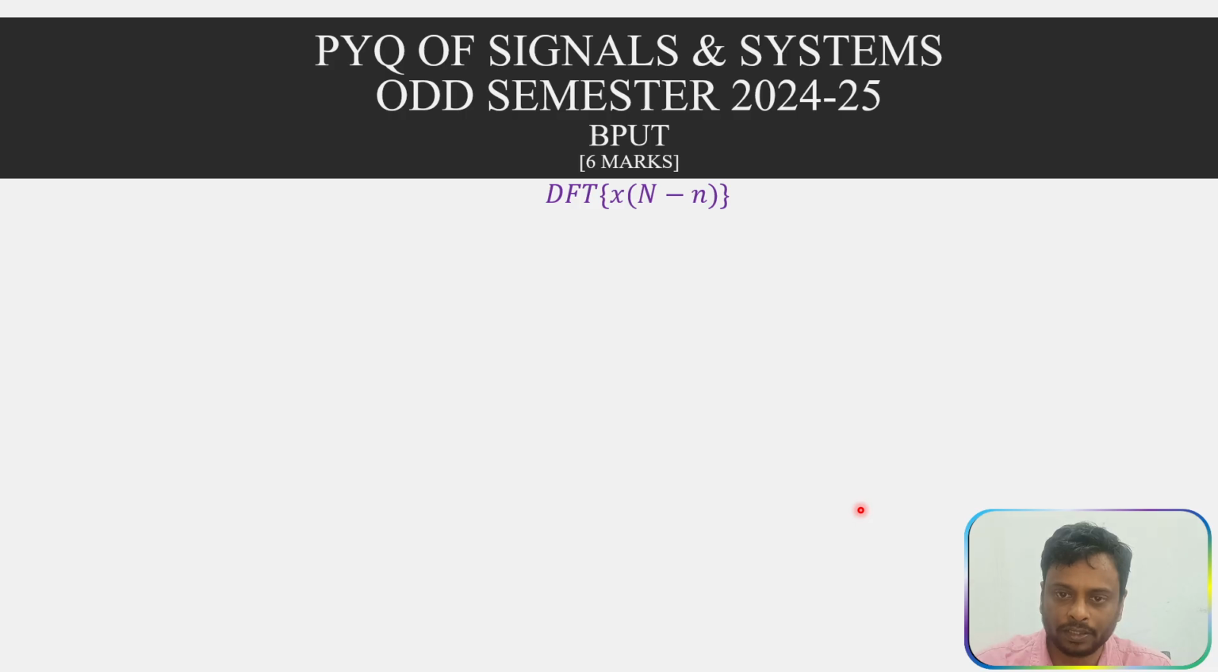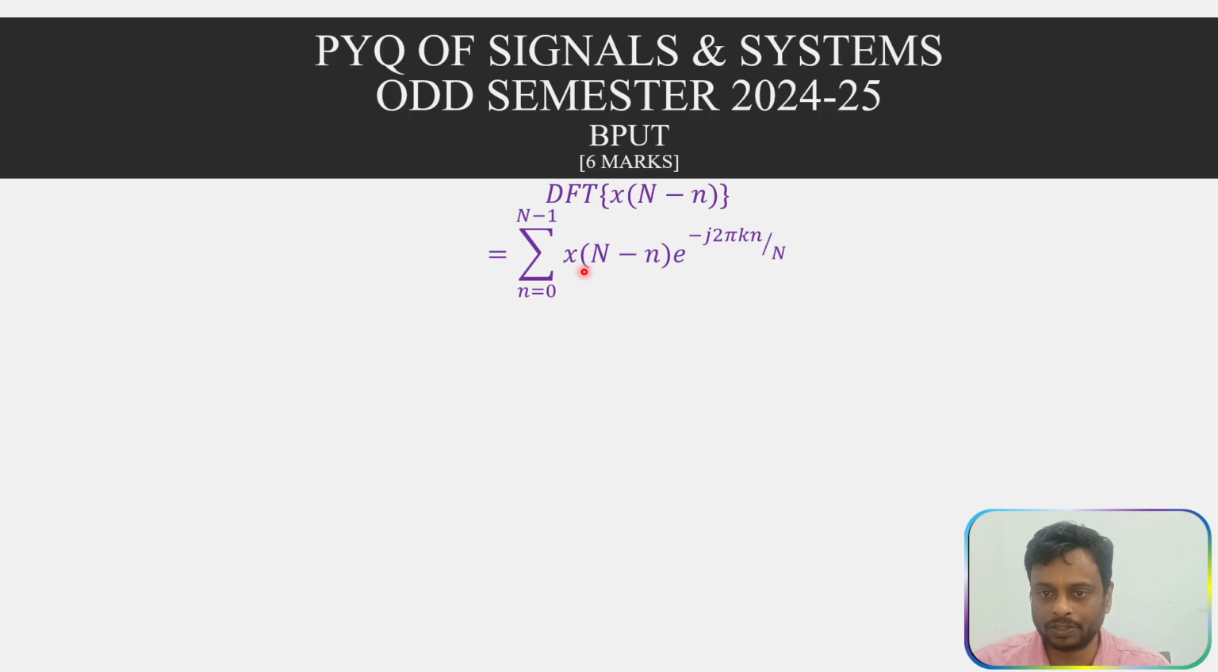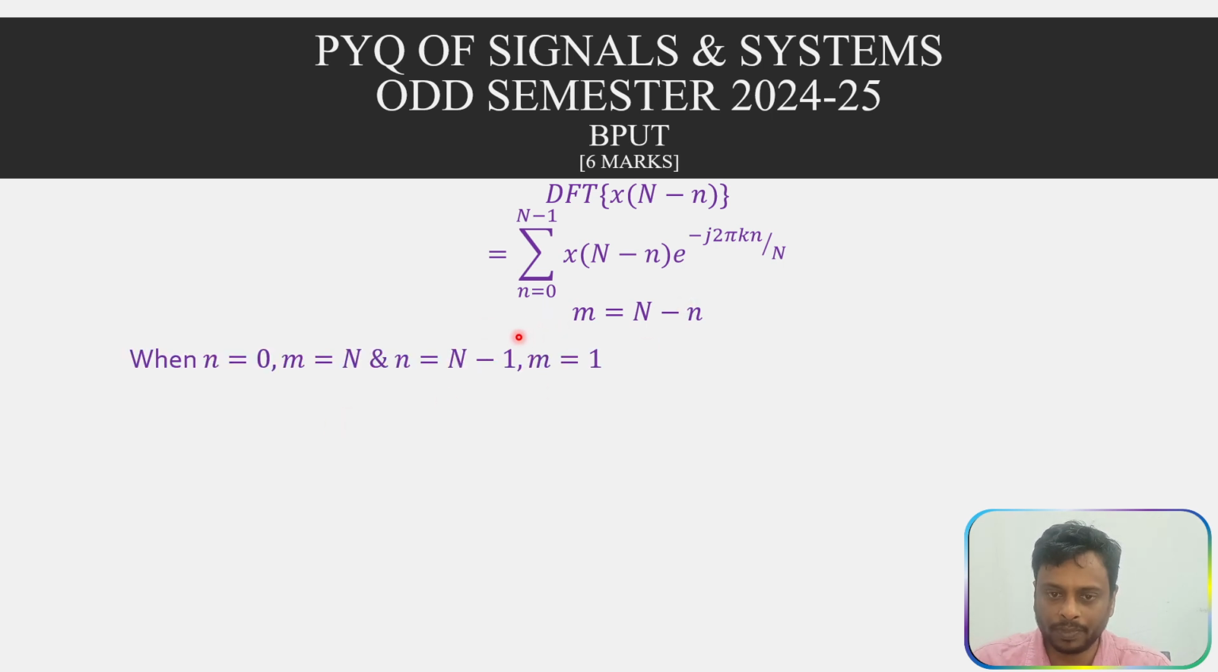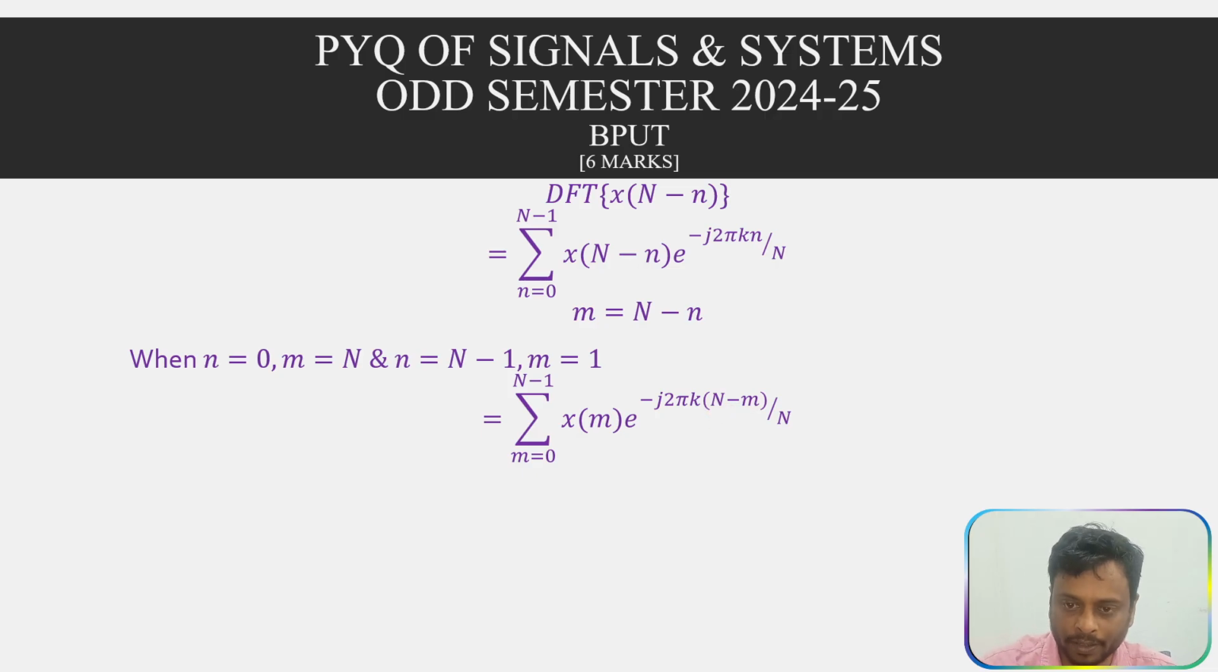So the DFT of x of capital N minus n will be the summation of n equal to 0 to N minus 1 of x, where in place of x of n we have replaced it with x of capital N minus n. Now let us take m equal to N minus n. So this is the limit you can change. Next is the summation of m equal to 0 to N minus 1 of x of m. In place of this one it is m. Similarly, in place of small n, it is N minus m. This value is your small n value, so from this you can get N minus m.